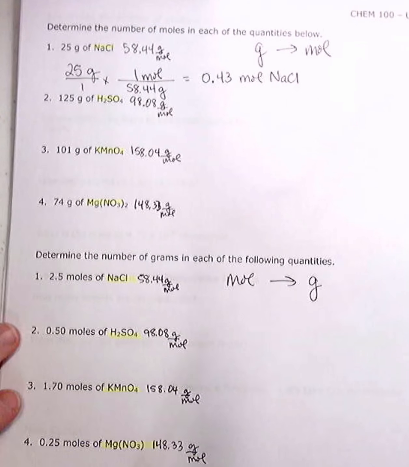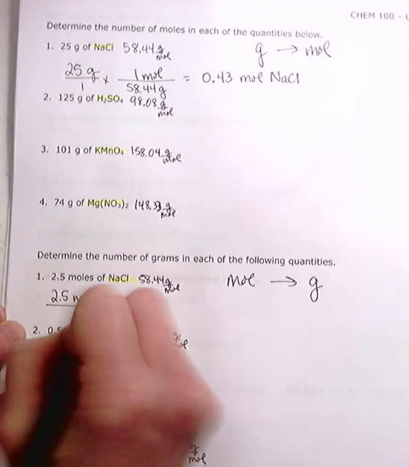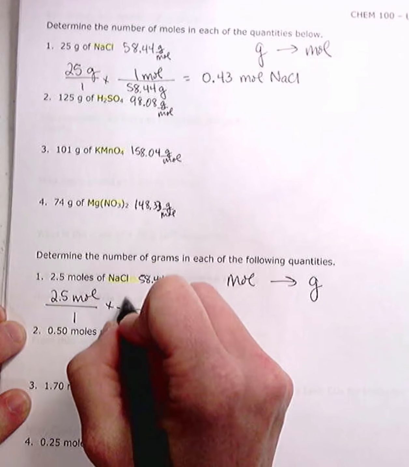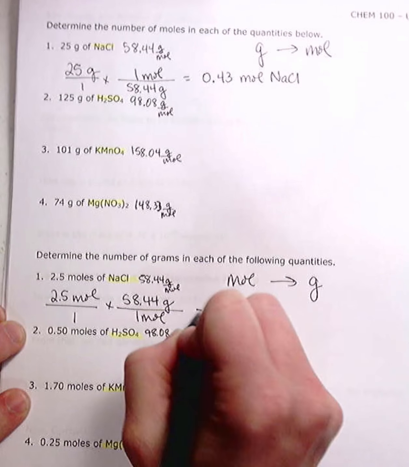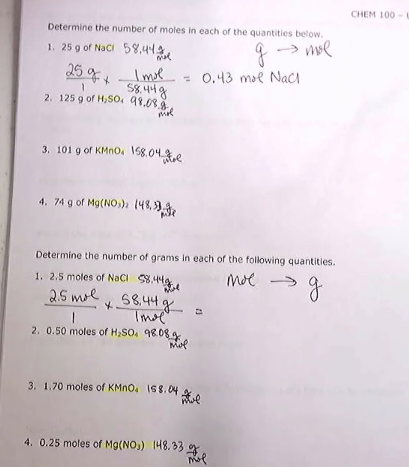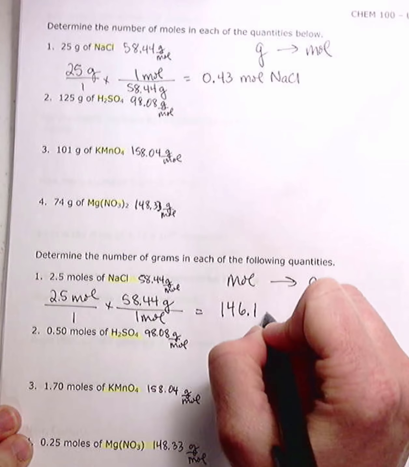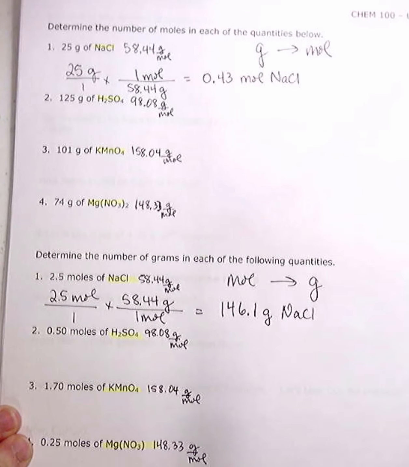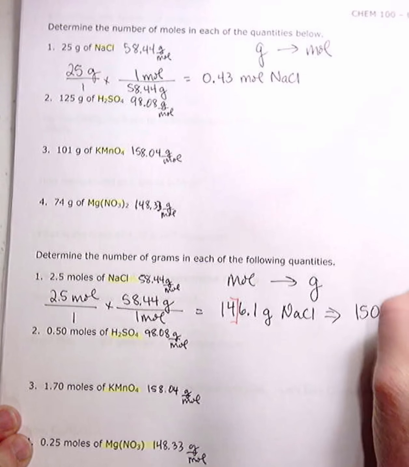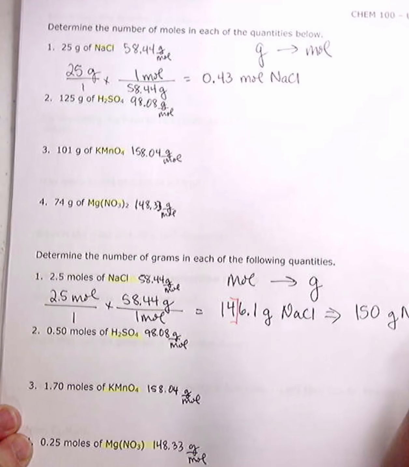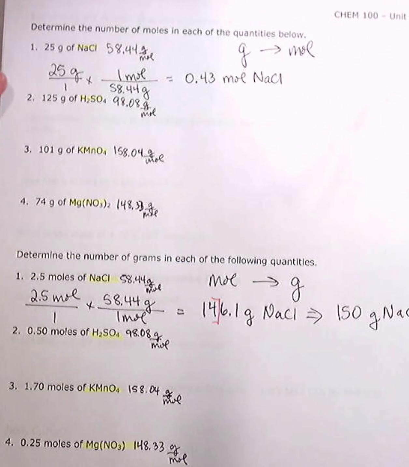And let me show you how to go from moles to grams. You start out with 2.5 moles over 1. And then you're going to multiply by the molar mass. So 2.5 times 58.44, you get 146.1 grams NaCl. But I'm going to make it 2 sig figs, so I end up with 150 grams of NaCl. Okay, so I want you to hit pause again and work through 2 through 4 on the top and the bottom.